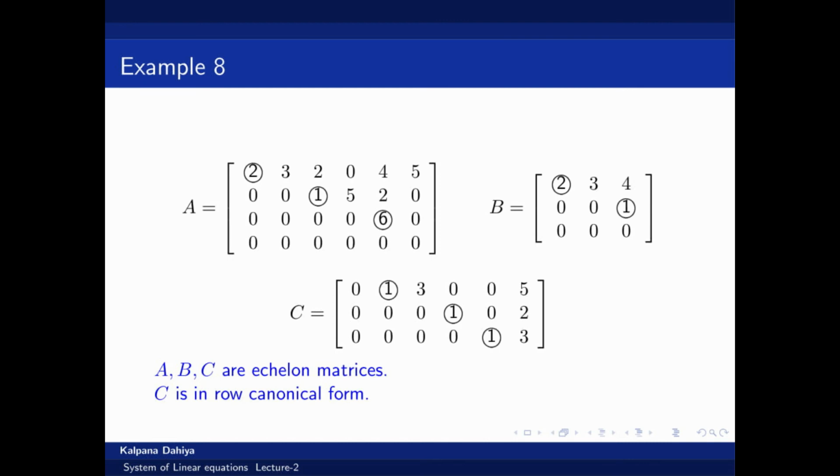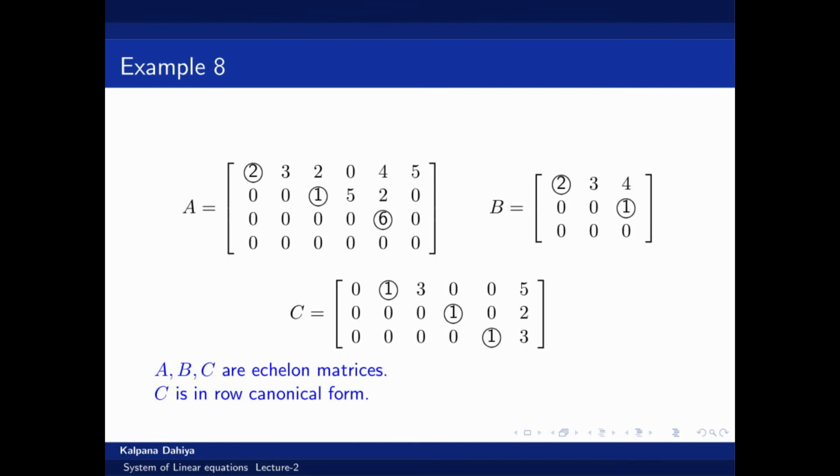Consider these examples. We will check whether the given matrix is in echelon form or in row canonical form. If you see the first matrix A, it satisfies first two conditions, that all the rows having only zero entries, they occur at the bottom of the matrix, and every non-zero element, that is the leading element in any row, is to the right of its preceding leading element. So in the first row 2 is the pivot element, in the second row 1 is the pivot element. I have circled all the pivot elements.